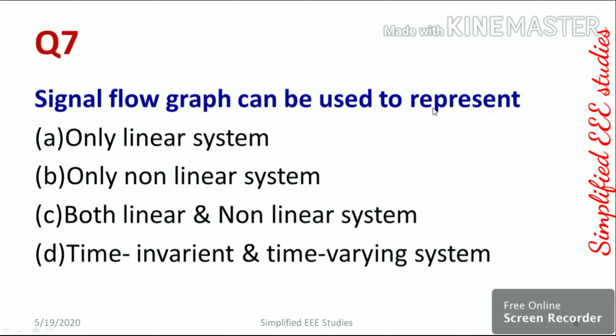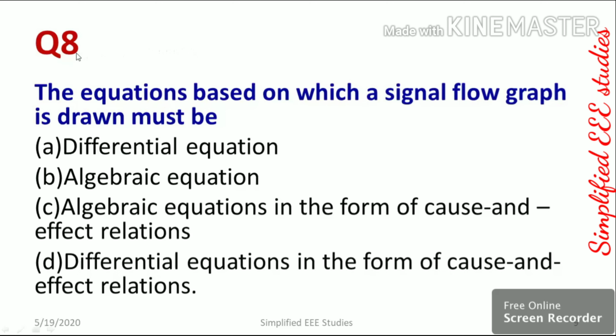A signal flow graph can be used to represent: only linear system, only non-linear system, both linear and non-linear system, and finally, time invariant and time varying system. So a signal flow graph is the graphical representation of the control system. It is applicable only on linear systems. Option A is the right answer. Let me move on to the next question.